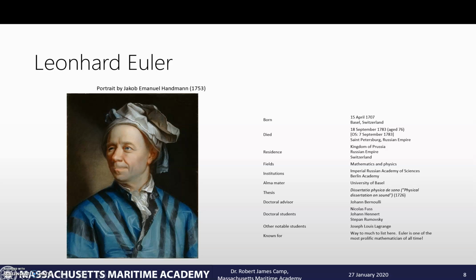So Euler was a Swiss mathematician. He did a lot of neat mathematical stuff. And you'll notice right down here it says known for. Well, there's way too much to list because this guy was a mathematical genius, came up with tons and tons of things. So you've probably heard of Euler factors and stuff in your different classes, especially your math ones.